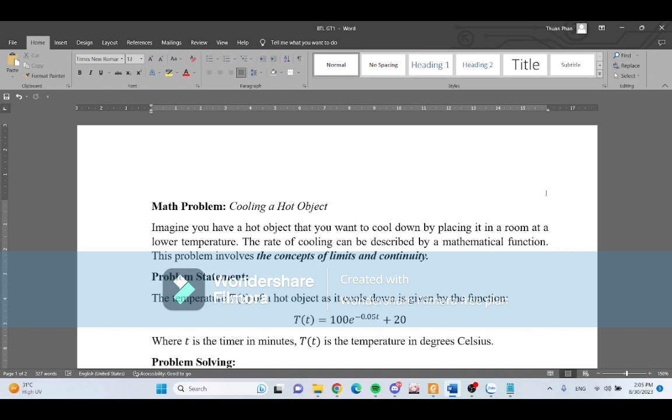First of all, imagine you are presented with a situation where a hot object needs to be cooled down. This could be a cup of tea that's too hot to drink, or an electronic device that's been running at a high temperature, and you want to understand how the temperature of the object changes over time as it cools down in a room at a lower temperature. And this cooling process can be quantified using a mathematical function. This problem engages the principles of limits and continuity in calculus to model and analyze the cooling process.